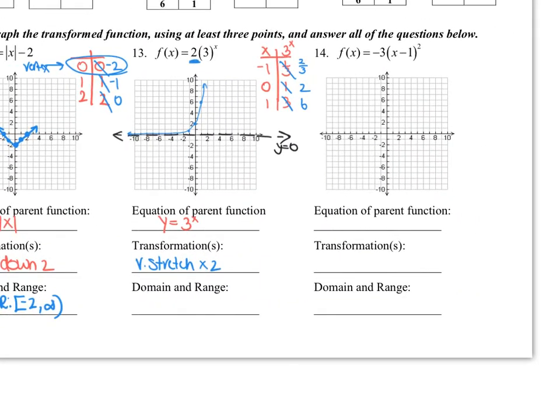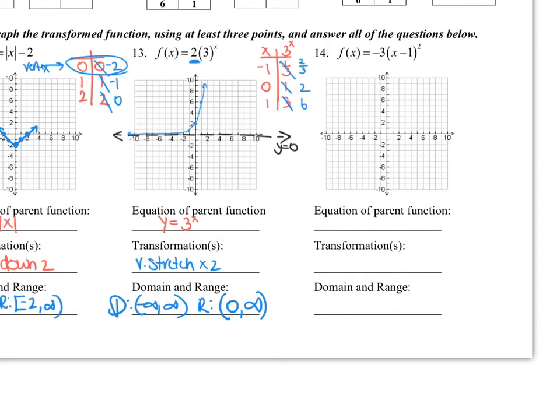Our domain, again, is all real numbers. And our range starts with our lowest, which is 0, but notice we're not including it. And that's because our graph will never reach that asymptote. It'll just get really, really close to it.